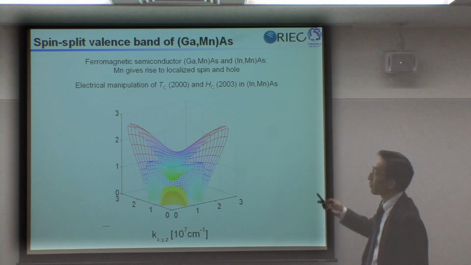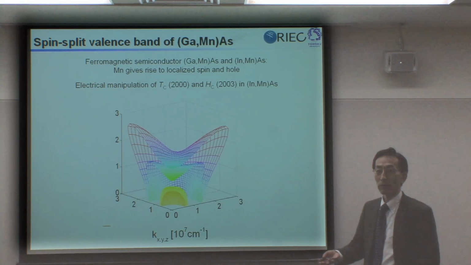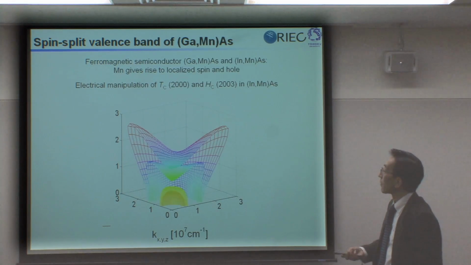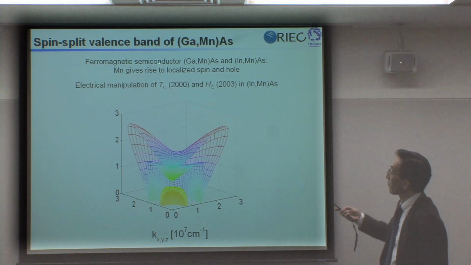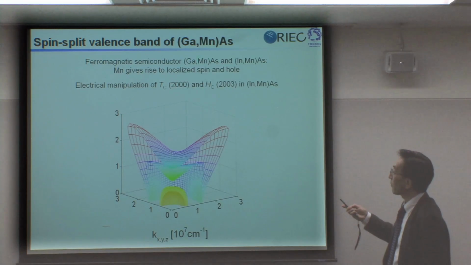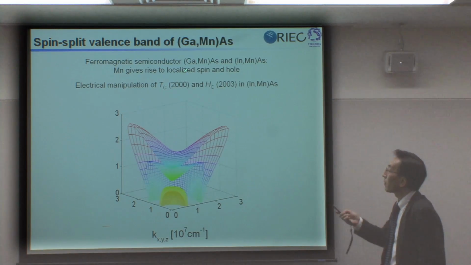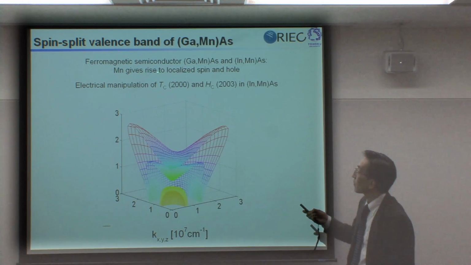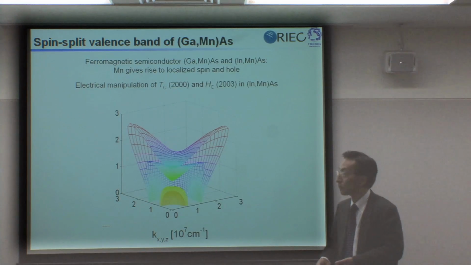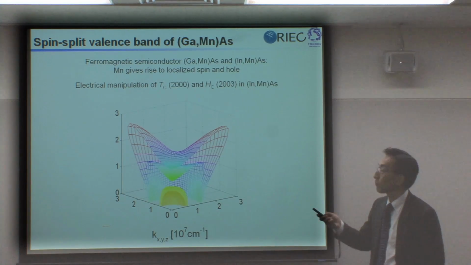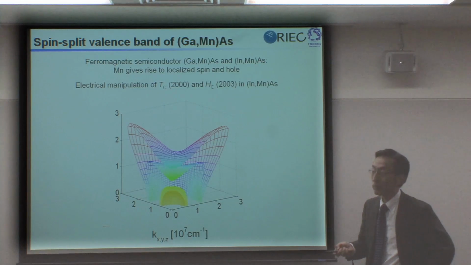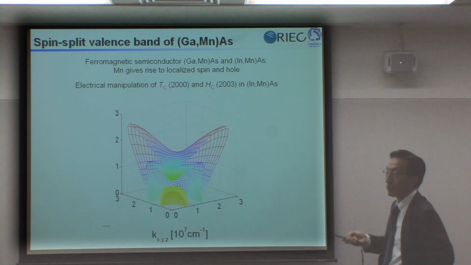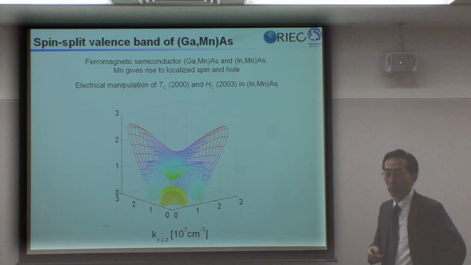I am going to use gallium arsenide with manganese, which is ferromagnetic at low temperature. So this is our material from now on. The ferromagnetic semiconductor, like gallium arsenide with manganese or indium arsenide with manganese. In those materials, manganese does two things. It gives you localized spins, and it also gives you a hole, because manganese is an acceptor in gallium arsenide or indium arsenide. And the interaction between hole and localized spins gives rise to ferromagnetism.